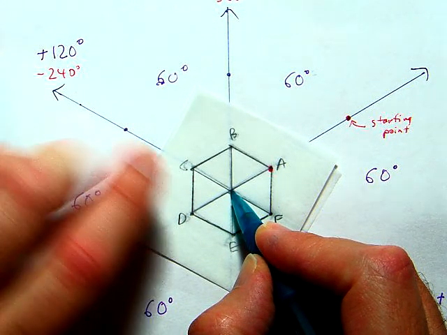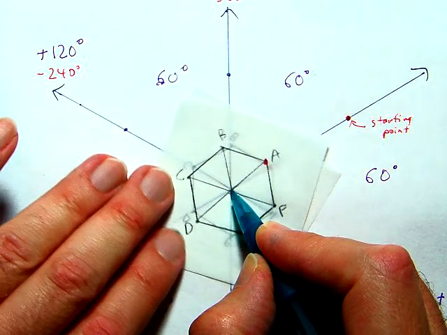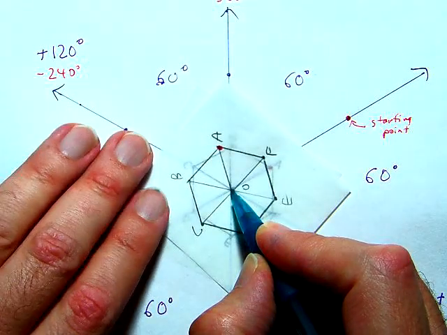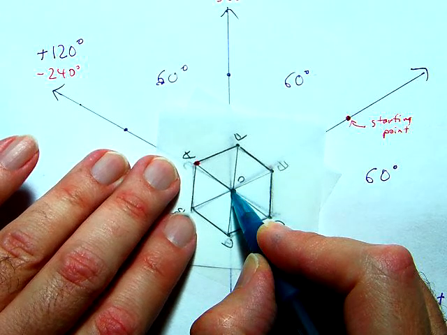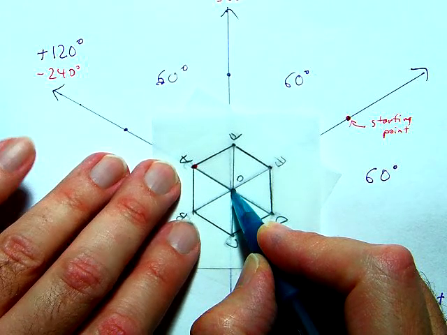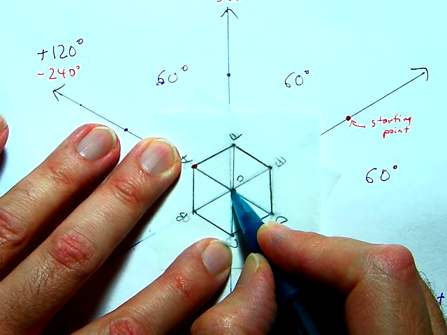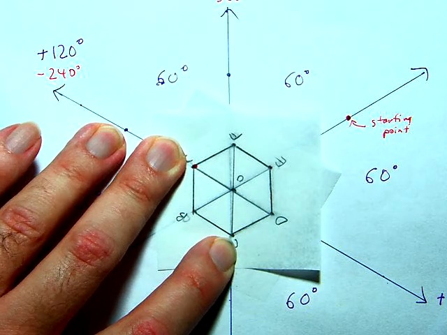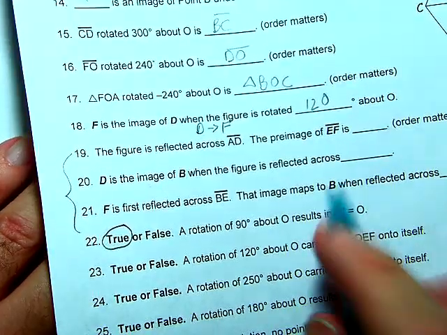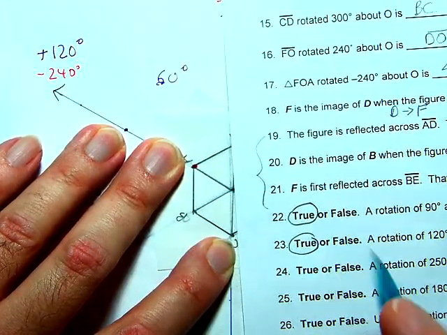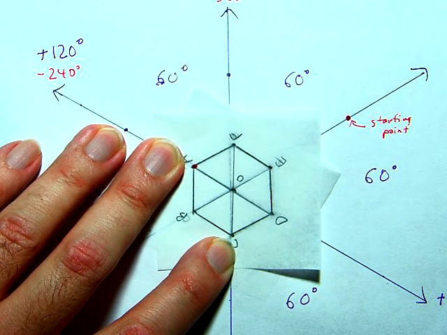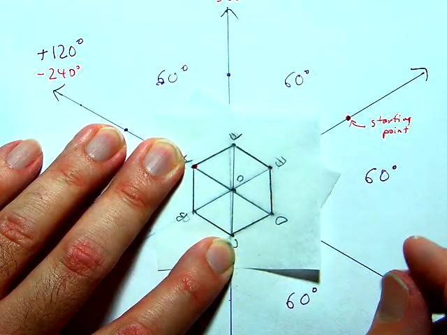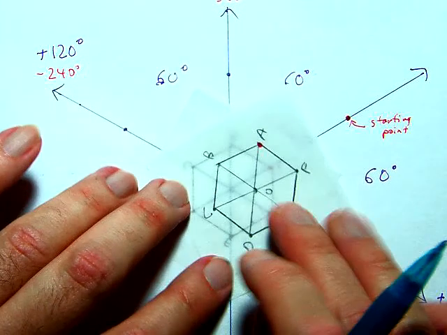That's positive 120. So let's get our red dot so it's at 120. And now let's take a look. Do these figures look like they are lining up on top of each other? They most certainly are. So the answer to this is true. A rotation of 120 does carry the image onto itself. The next question, number 24, asks about a rotation of 250 degrees.